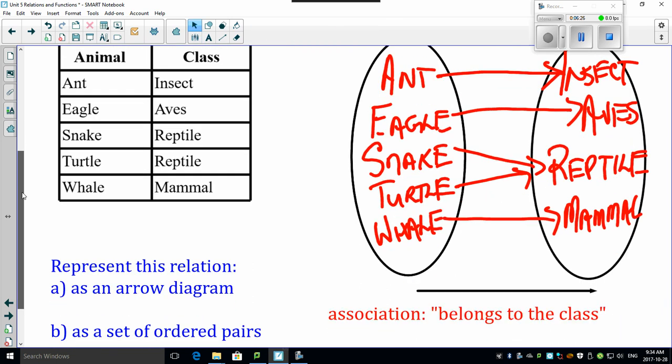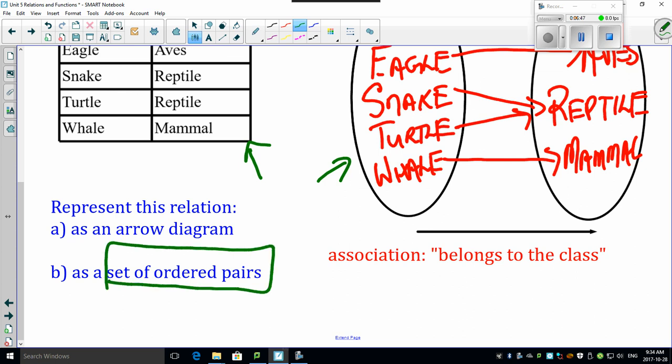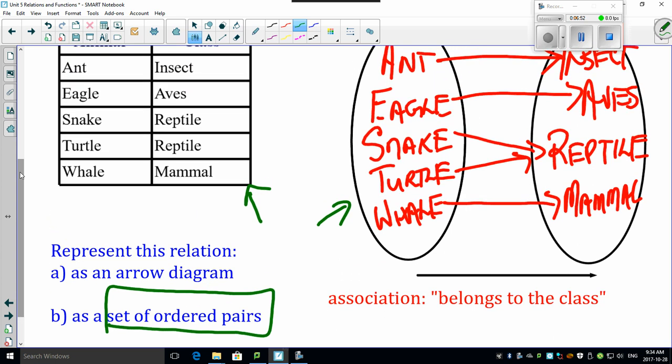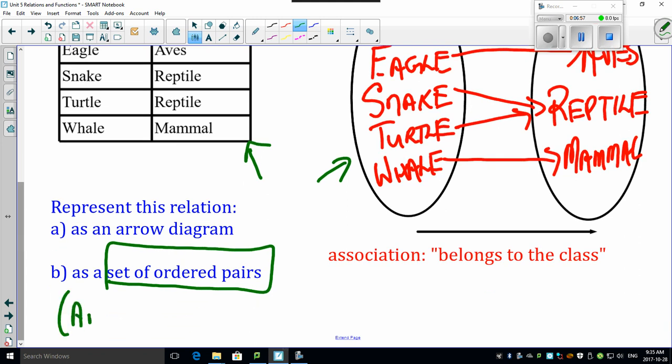So you can also represent this relation as an arrow diagram, which we did, but you can also represent them as a set of ordered pairs. Notice that we talked about tables here, we talked about arrow diagrams, but now we can look at things in terms of a set of ordered pairs, which is kind of neat. How would we do this? Well, okay, real simple. Go back to the top here and say, okay, I have an ant and that's an insect. So you can write it down as ant, comma, insect. That's an ordered pair. Okay?